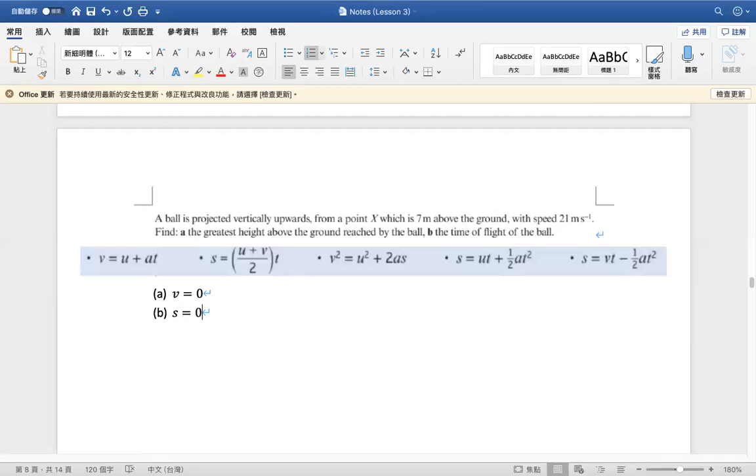Well, if you talk about -7, you're talking about the time for the ball to fall from the highest point to the ground, right? But here I'm talking about the time of flight, which means the time where you project the ball upward and then it goes down. That's the whole journey. But doesn't the ball end up on the ground? Yes, it ends up on the ground.